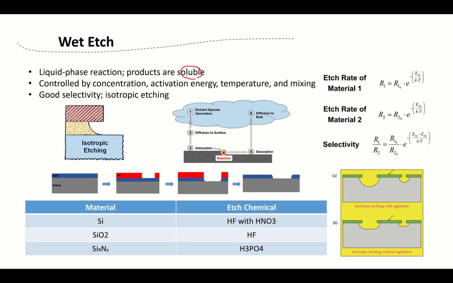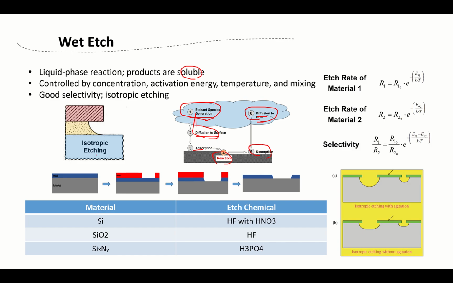So here's the mechanism. Here you create the etching species, diffuse to the surface, absorb it, react with the surface, dissolve, then diffuse back to the bulk chemicals. So for the etching rate, if generation is the key step, the etch will be very slow. If diffusion is the key step, then mixing will be the most important part. If reaction is the key step, then temperature will be the most important part.